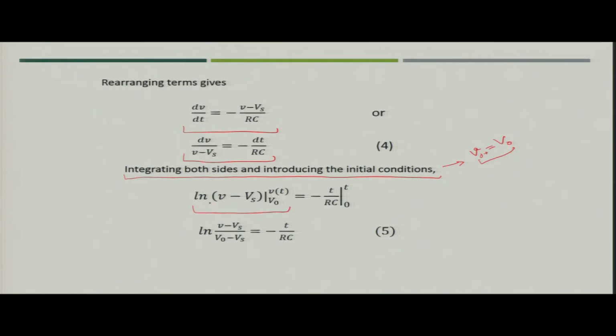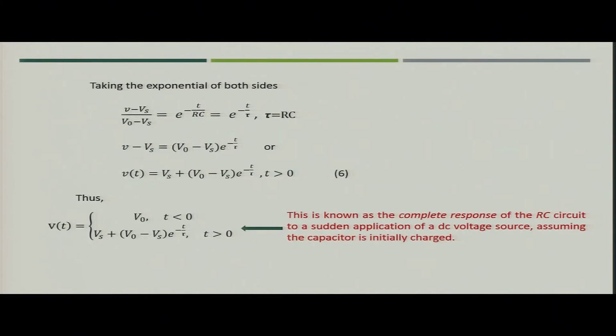We get ln(V minus Vs) with the value varying from V naught to V(t) is equal to minus t by RC, where time ranges between 0 to t. So, you can simply say that ln of (V minus Vs) upon (V naught minus Vs) is equal to minus t by RC, and when you take the exponential on both sides, you will simply get (V minus Vs) upon (V naught minus Vs) is equal to e to the power minus t by RC.